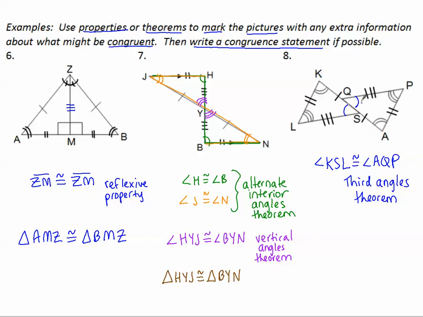Now I have everything marked to everything in this picture, so now I'm going to make the congruent statement with triangle KSL being congruent to triangle AQP. And there you have it.